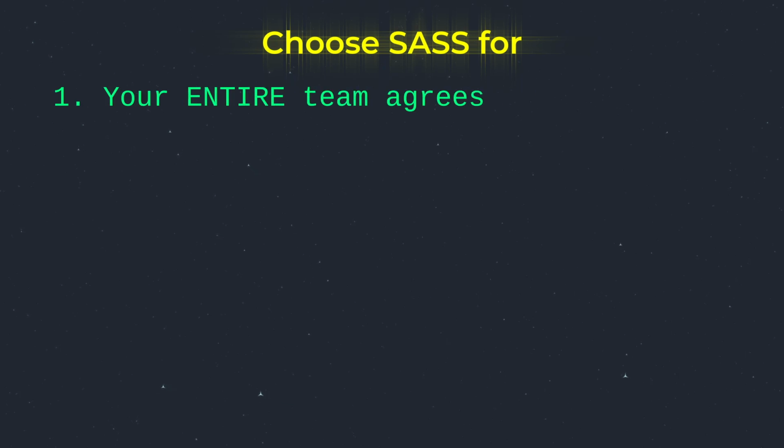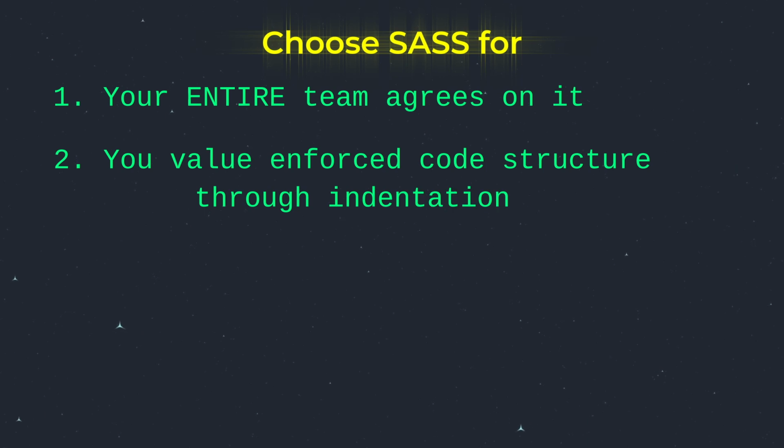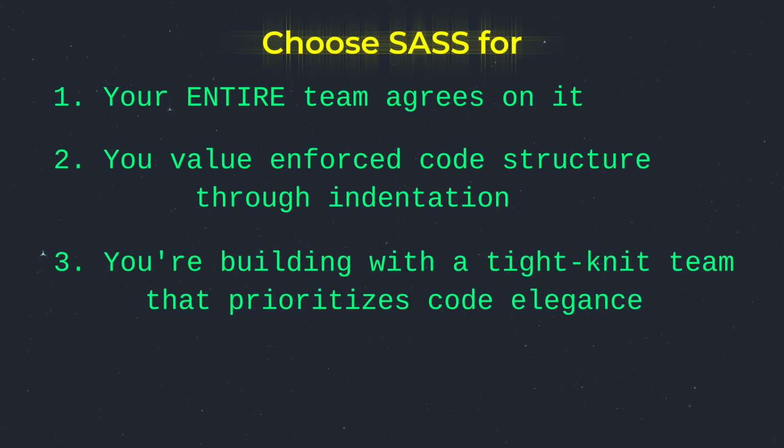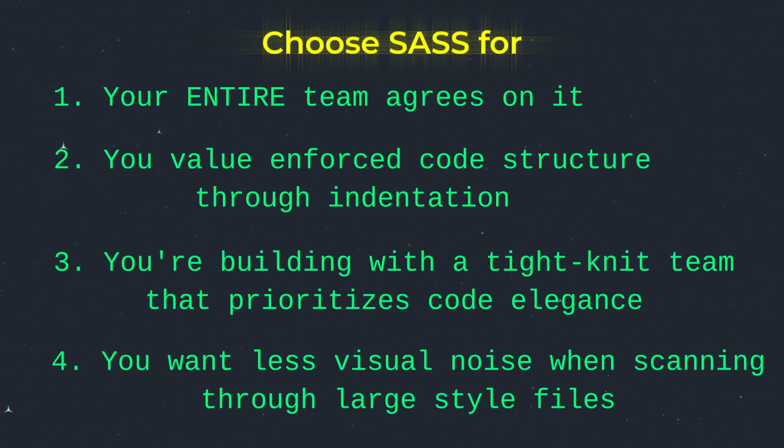You can choose Sass for scalability when your entire team agrees on it. Seriously, this is non-negotiable. You value enforced code structure through indentation. You are building with a tight-knit team that prioritizes code elegance. You want less visual noise when scanning through large style files.